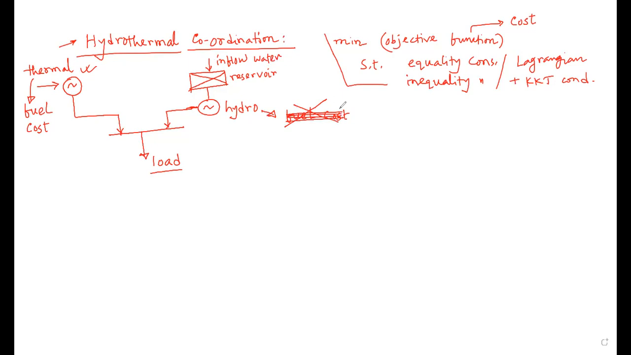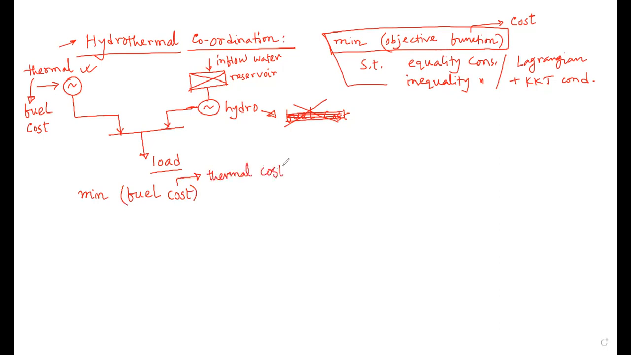So when we talk about the hydrothermal coordination, if we try to formulate the problem in terms of some optimization problem, if our target remains the same, like if we say that we still want to minimize some cost function, and even in the presence of hydro, we have the fuel cost associated with the thermal and no fuel cost associated with the hydro unit. So the total cost for the fuel actually is associated only with the thermal units.